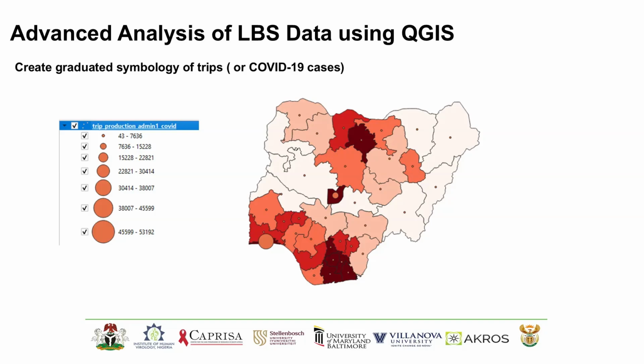After filtering, we can visualize trip intensity using graduated symbols or color scales. Each circle on the map represents a state, and its size or color corresponds to the number of trips or cases. This view allows us to compare mobility intensity across Nigeria at a glance, showing, for instance, that Lagos and Abuja have the highest trip volumes. Such visualizations help highlight where human movement is concentrated and where potential disease transmission routes may emerge.